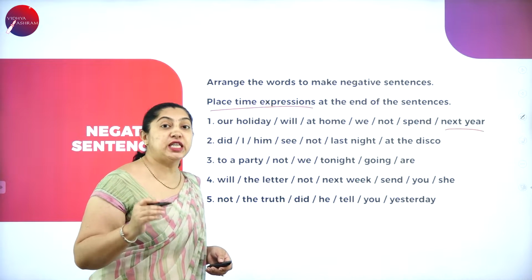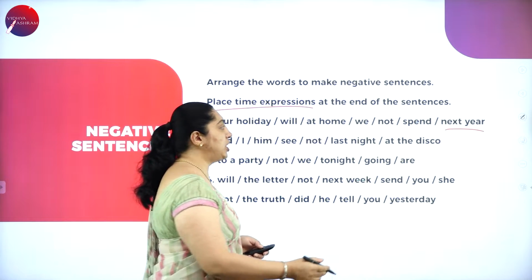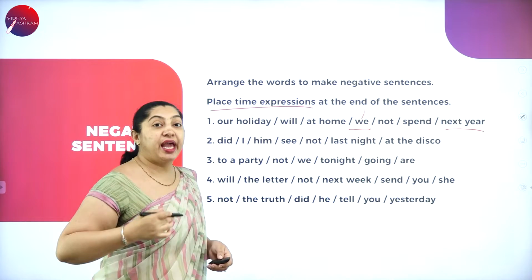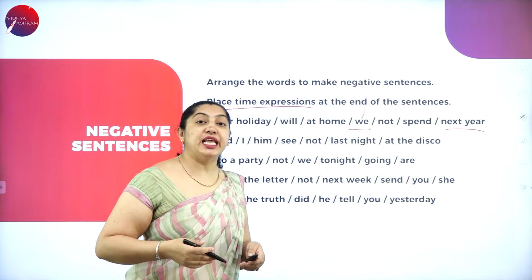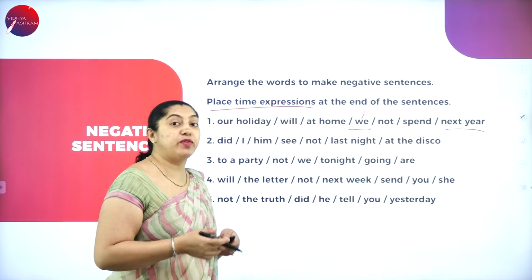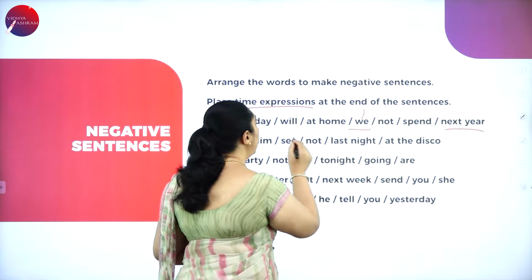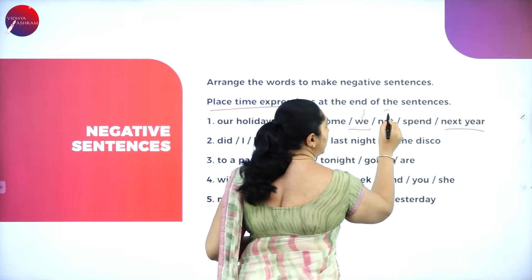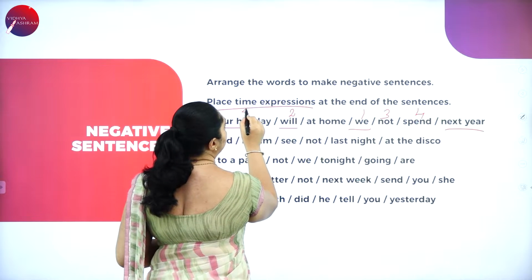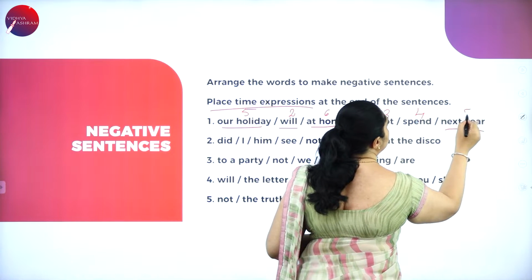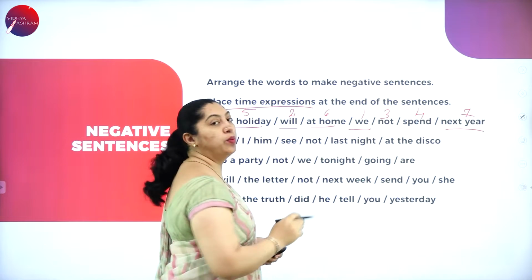As I told, the first thing you have to do here is identify the subject. So which is the subject here? We is the subject. Then it should be in the negative sentence. You need to find out the verb. After finding out the subject, then it is the helping verb. You need to find which is the helping verb and it should be in the negative form because I'm talking about the negative sentences. We will not spend our holiday at home next year.